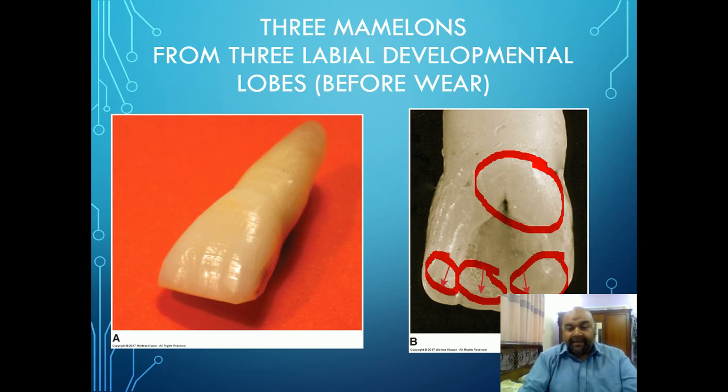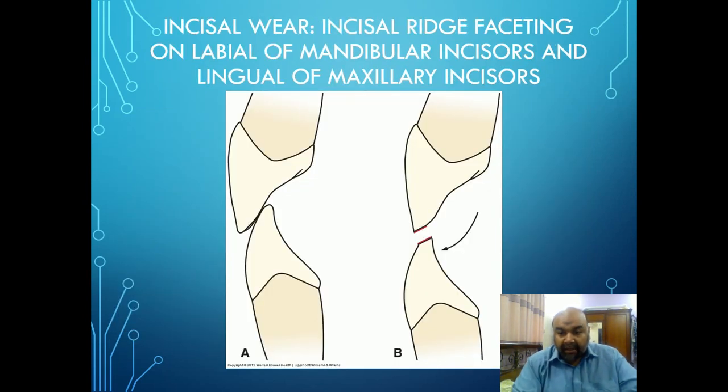So we have 4 lobes in any anterior tooth. Usually these lobes are separated by developmental depressions that we see here, but with wear and tear, these developmental depressions also disappear, just like the mamelons. And this is what we need to know, that this usually changes with function.